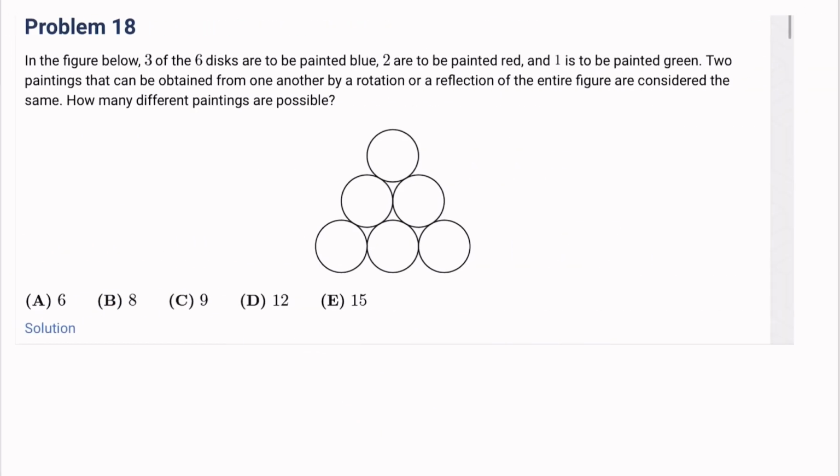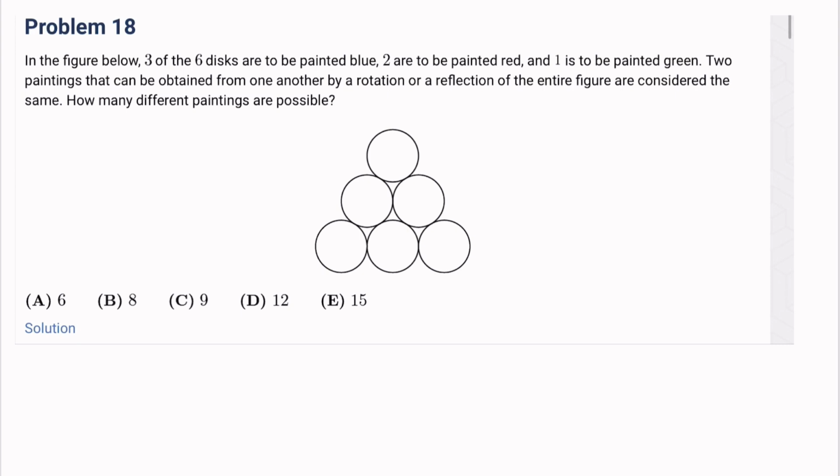Number 18. In the figure below, 3 of the 6 discs are to be painted blue, 2 are to be painted red, and 1 is to be painted green. 2 paintings that can be obtained from one another by a rotation or a reflection of the entire figure are considered the same. How many different paintings are possible?